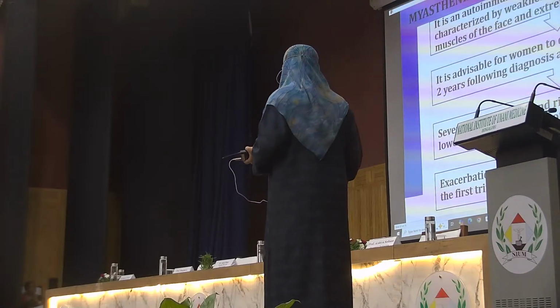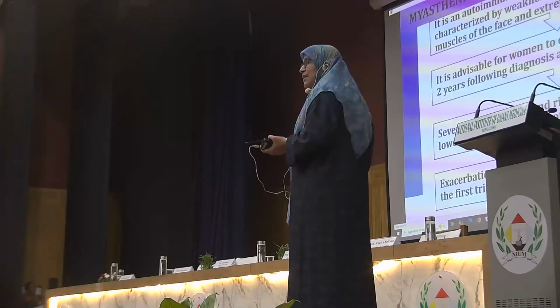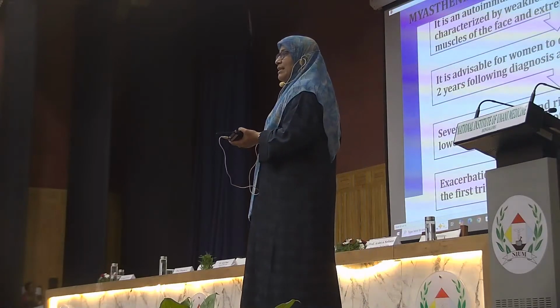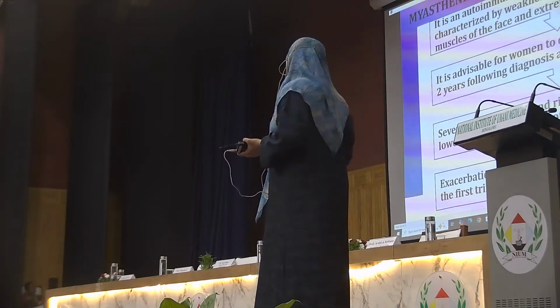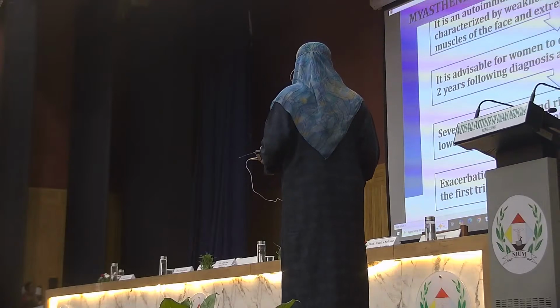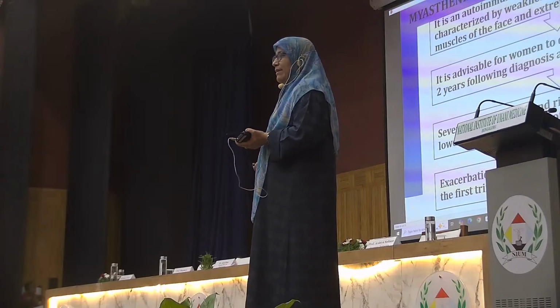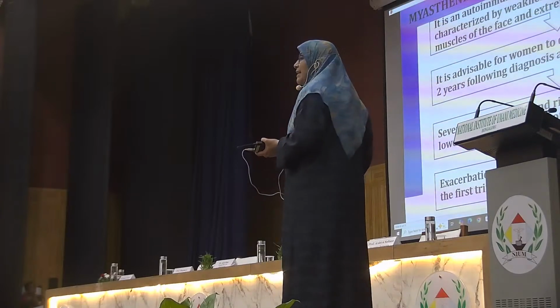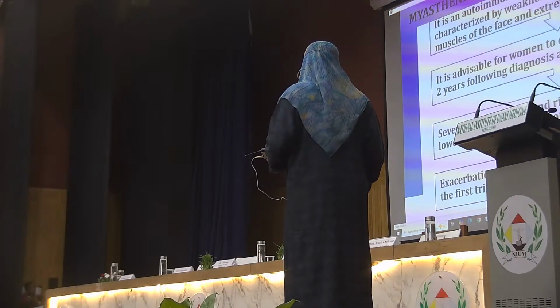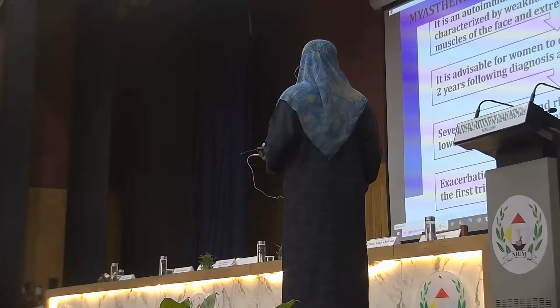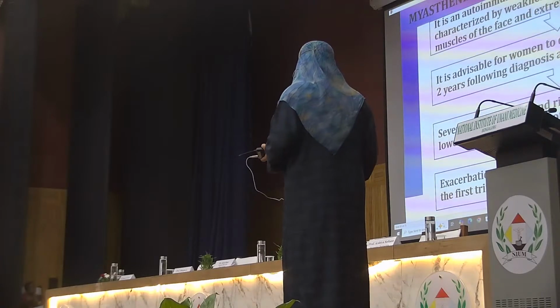So this point is very important for a practitioner to remember: a woman who comes with myasthenia gravis has to delay her pregnancy. Severity of symptoms and risk of maternal mortality is lowest 7 years after the onset of disease. If a woman has chronic myasthenia gravis, the chances of decreasing mortality are greater. Exacerbation of symptoms is more likely to occur in the first trimester or following delivery.